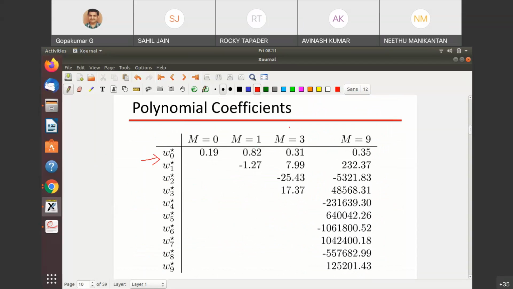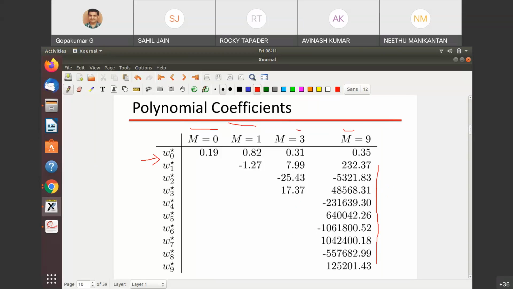For different cases, here we assume that we start with m equal to 0, m equal to 1, m equal to 3, and m equal to 9, the four cases that we have just seen. These are a set of w values obtained. We can also calculate this from the previous equations, from the previous data points.